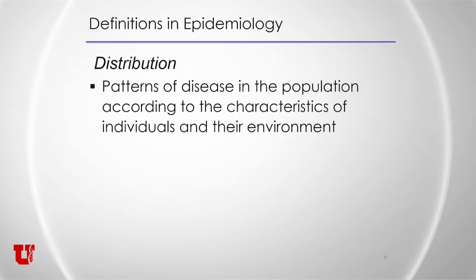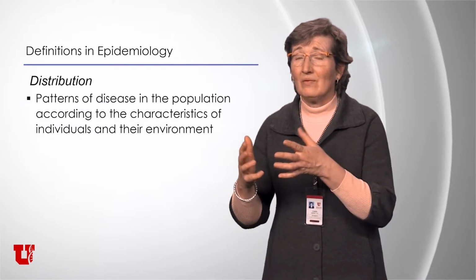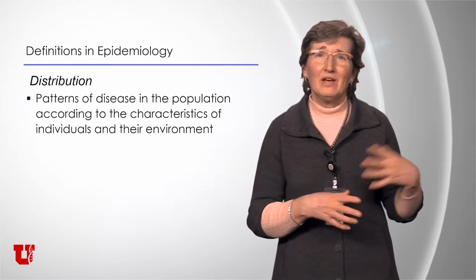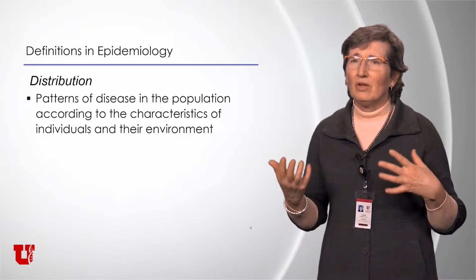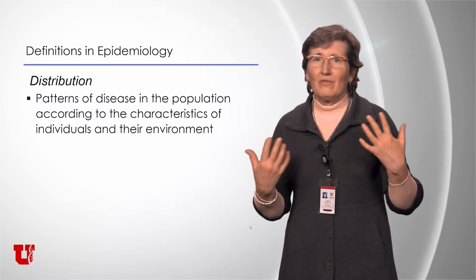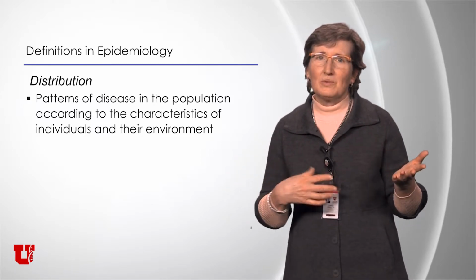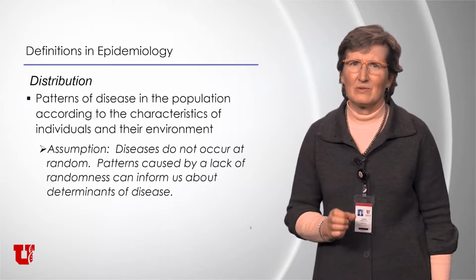So distribution means the patterns of disease in the population, and it may be the distribution according to the characteristics of the individuals and the characteristics of their environment. So whatever this disease is, are we seeing more of it in the older population or more of it in the younger population? Are we seeing more of this disease in people who live in crowded cities or in the countryside? Are we seeing more of this disease in one situation compared to another situation? So the distribution of disease according to the characteristics.